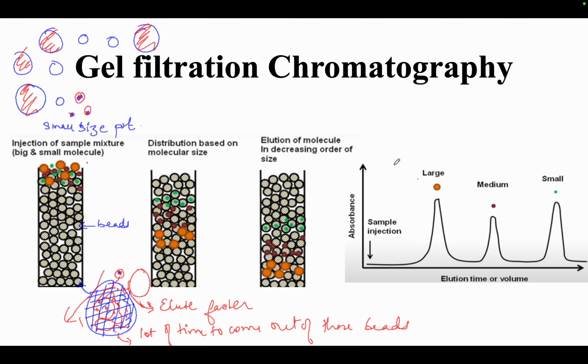So this is what the chromatogram will look like. The larger molecular weight will elute out faster, this is time or volume, this is a medium size, and the small protein will take a lot of time and elute very late. So this is how we can separate proteins based upon size. This is the basis of gel filtration chromatography.